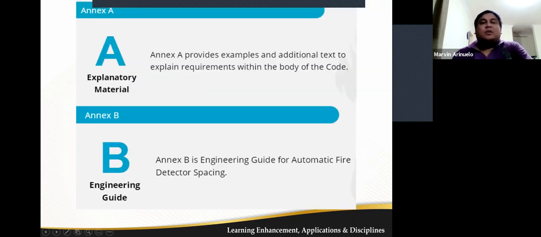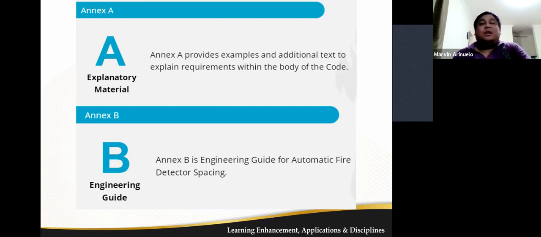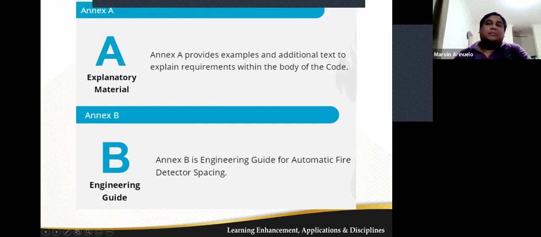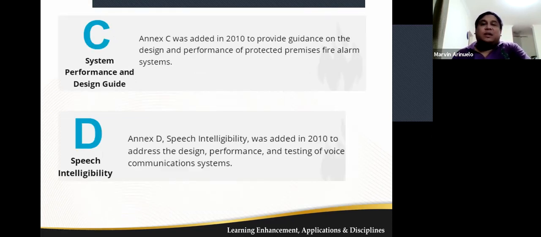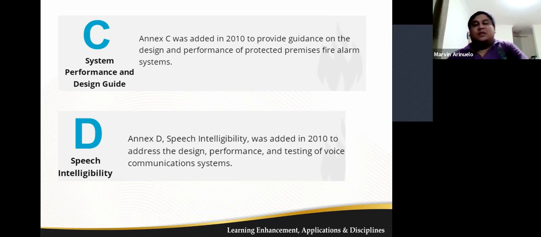Annex A is explanatory material, additional text to explain requirements. Maybe sometimes you are not really clear on what the requirements are all about, so this gives further explanation. Again, explanation is not necessarily the requirement. It is just used as a guide. No? B is the engineering guide for automatic fire detector spacing requirements. C is new, to provide guidance on design performance of protected premises fire alarm. D is speech intelligibility, added in 2010 to address the design, performance, and testing of voice communication.